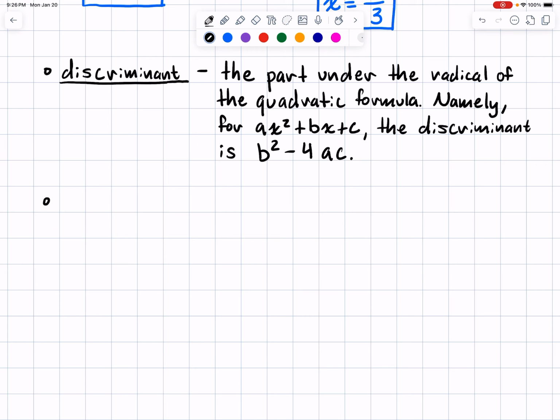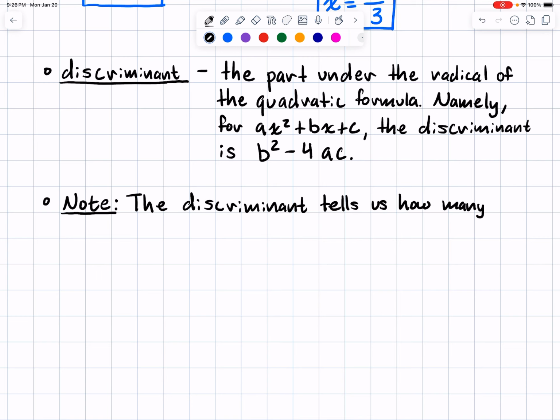Well, note. The discriminant tells us how many and the type of solutions for a quadratic equation.